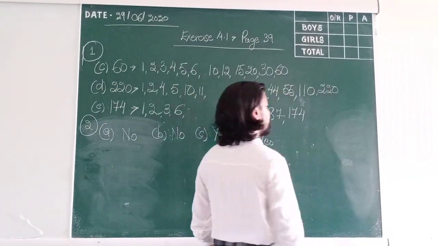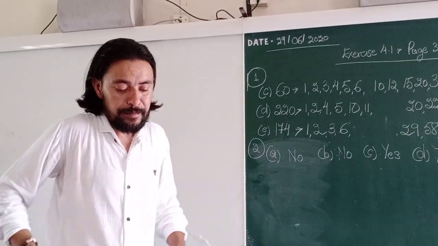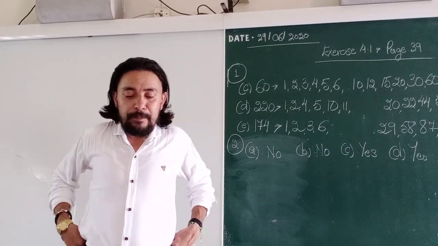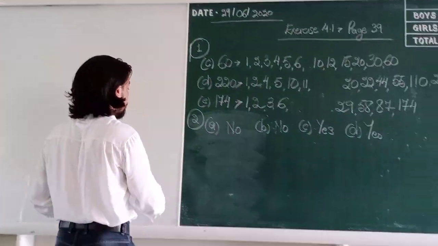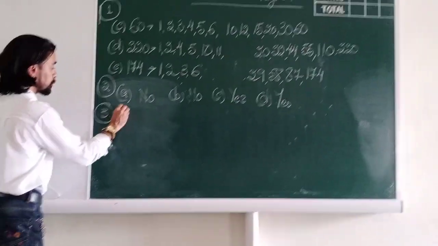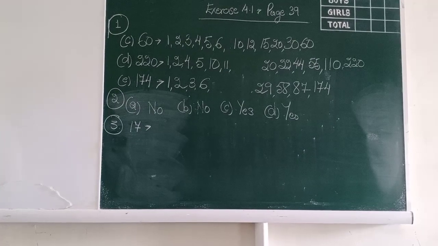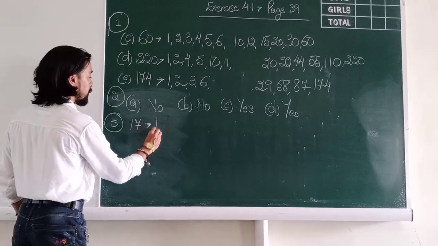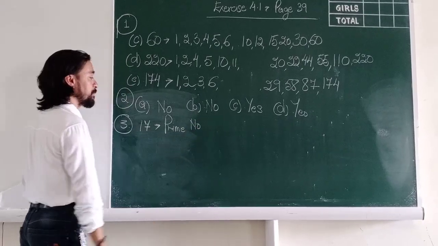Now the third sum has to be done exactly the way that I am doing it on the board. It says sort the prime numbers and composite numbers. Is 17 a prime number or a composite number? It is a prime number. So for 17 you will write prime, P, that means prime number.